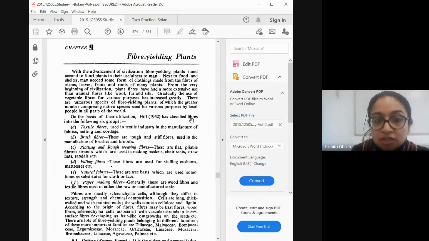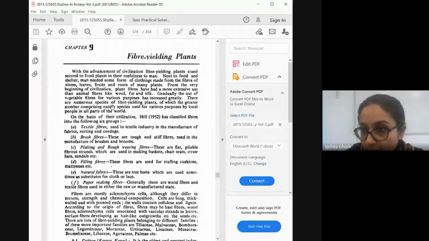So these fibers will help us produce the clothing that we wear. So that is why it is very important. From the name itself you can understand what its use is. So from the very beginning of civilization, plant fibers have had a more extensive use than animal fibers. So this could be woolen products, it could be in the form of fur, it could even be silk.